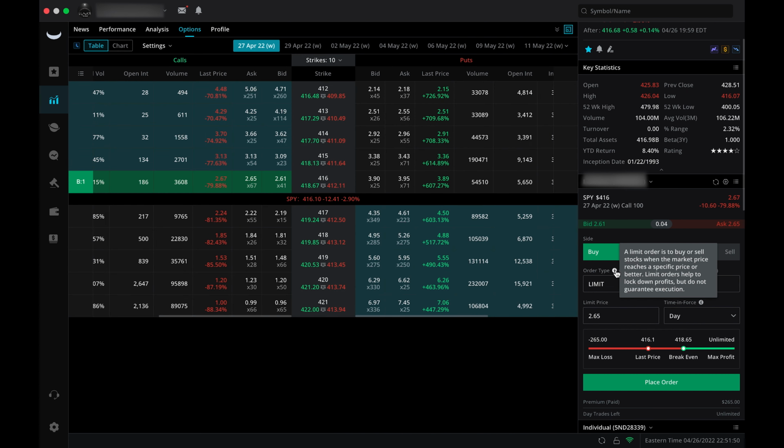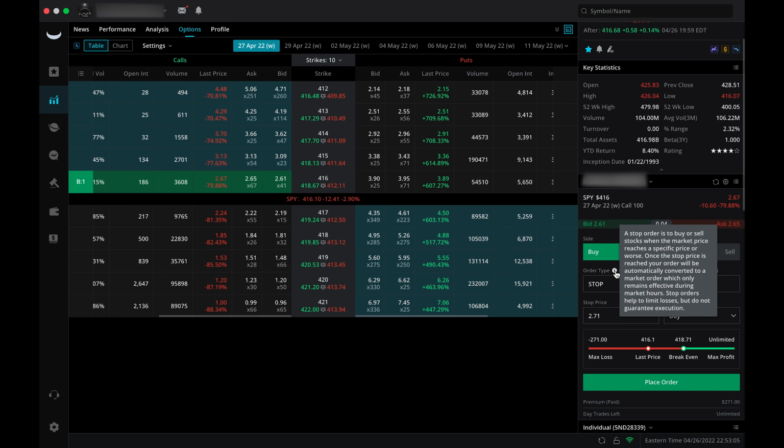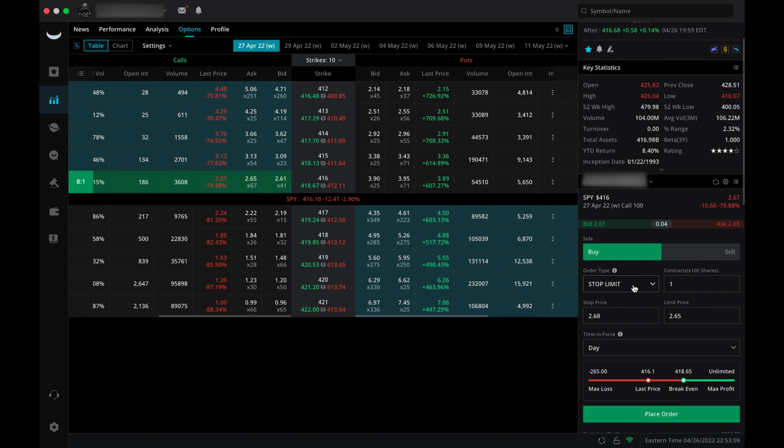So there's different order types that you can do. This one's set on limit, and for you guys that don't know, it'll tell you right here, a limit order is to buy or sell stocks when the market price reaches a certain price or better. Limit orders help to lock down profits, but do not guarantee execution. So you can switch it to market. A market order is to buy or sell stock at the current market price. Due to market fluctuation, the market price might change when the order waits to be filled. So as you can see, the option to set the price that we want disappears because it's just going to buy it at the current market price. And you can set it on stop. It also has a description for that and stop limit, but we don't need to go into those.